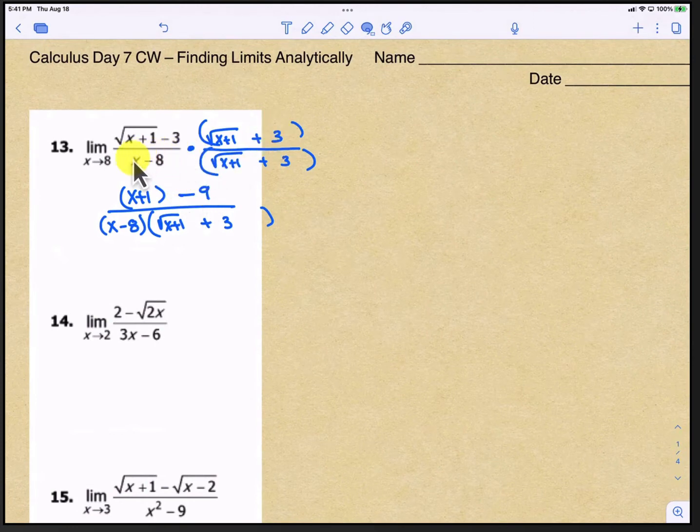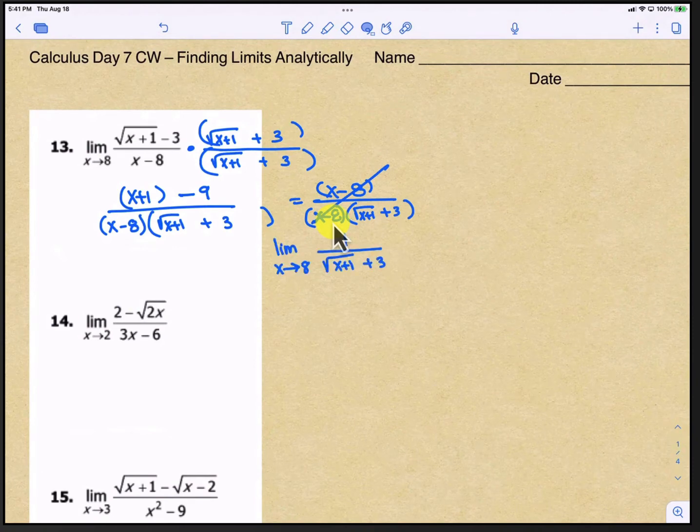On the bottom, you have the x minus 8 multiplied by the quantity here in parentheses. So we just put that on the bottom. Simplifying that further, the 1 take away 9 is minus 8, or negative 8. So we have x minus 8 on the top, and we also have x minus 8 on the bottom. Those will end up canceling each other, and so what's left now is 1 on the top, and then radical x plus 1 plus 3 on the bottom, and that's the limit as x approaches 8.